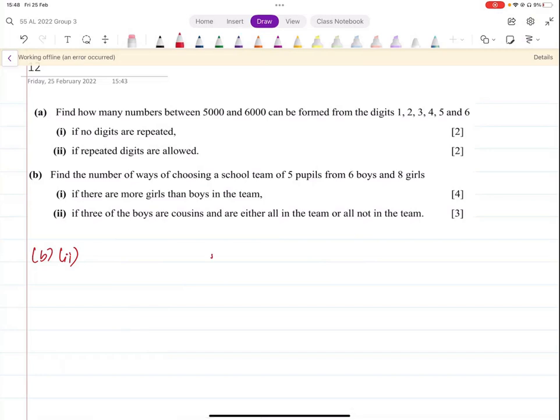So you've got boys and you've got girls. Boys are 6 in total, and girls are 8 in total.